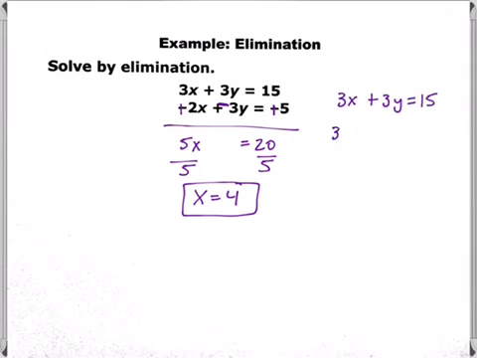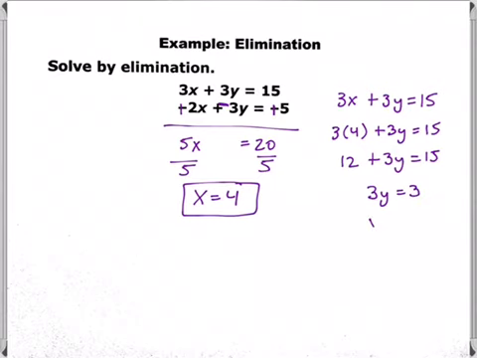So x is 4, so that's 3 times 4 plus 3y equals 15. 3 times 4 is 12. We got 3y here equals 15. We're going to subtract 12. We've got 3y equals 3. Divide by 3, y equals 1. So we get the ordered pair solution here, 4, 1.